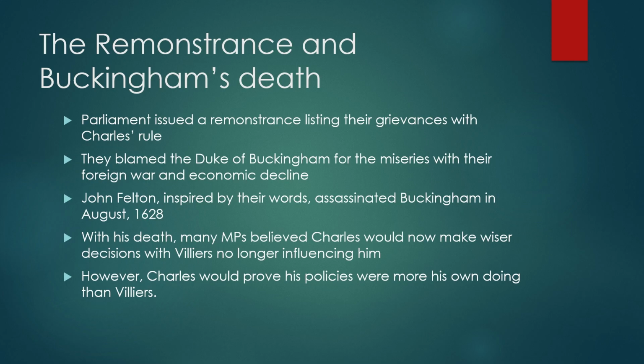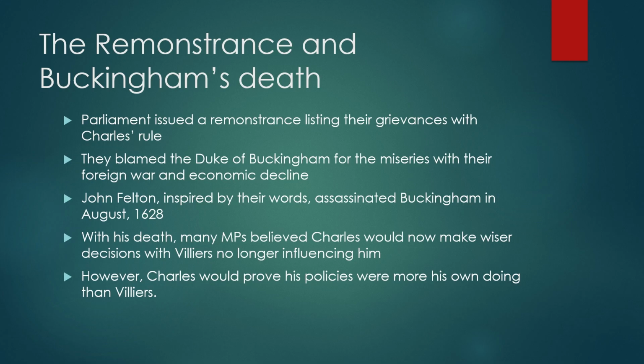They issued something called a remonstrance, which is basically a list of their grievances with Charles's rule, because although they had come to some sort of compromise, Charles was still going to war under Buckingham's direction with Europe. They decided to blame Buckingham directly for their miseries with the foreign war and the economic decline they were facing. However, this caused a man called John Felton to become inspired by their words.